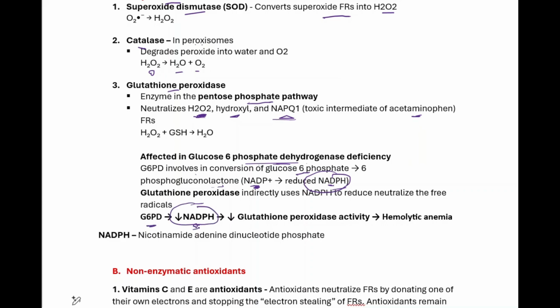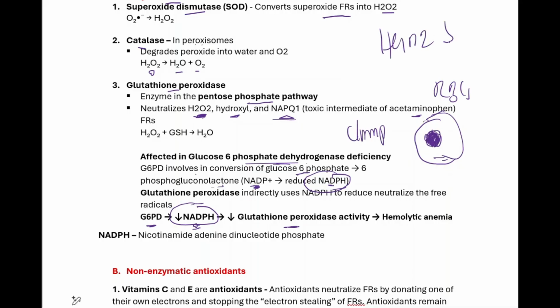And if there's no reduced NADPH, that will lead to decreased activity of glutathione peroxidase. And guess what's going to happen if this is in the red blood cells? Those free radicals, particularly the reactive oxygen species, are going to make the hemoglobin clump together. And once they clump together, what do we call that clumping? We call it Heinz bodies, guys. Heinz bodies.